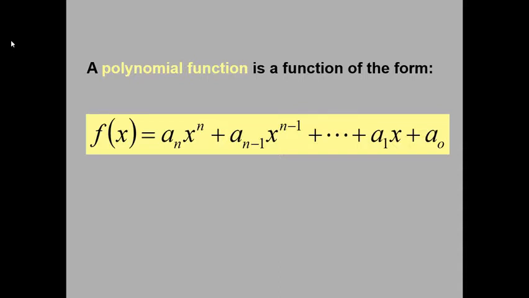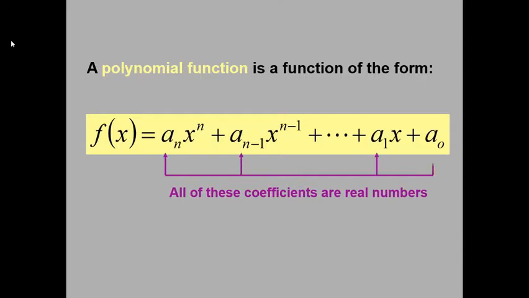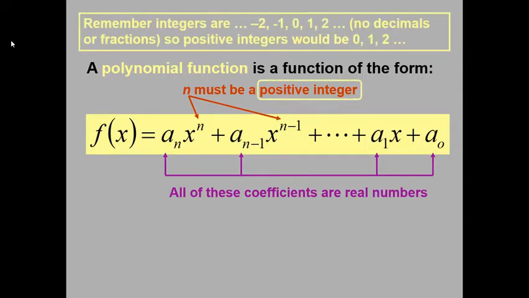A polynomial function is a function of the form f of x equals a_n x to the n plus a_(n-1) x to the n minus 1 plus, until you come to a_1 x plus a_0. All of these a's are coefficients that are real numbers, and the n must be a positive integer. Remember, integers are -2, -1, 0, 1, 2, no decimals or fractions. So positive integers would be 0, 1, 2.